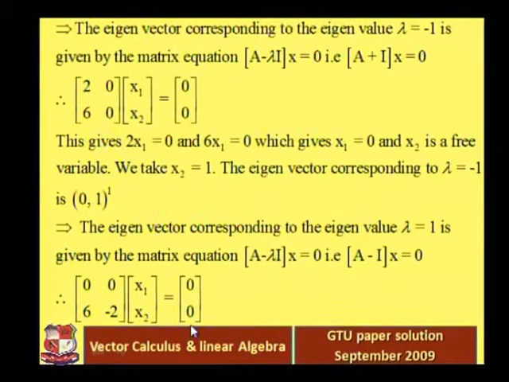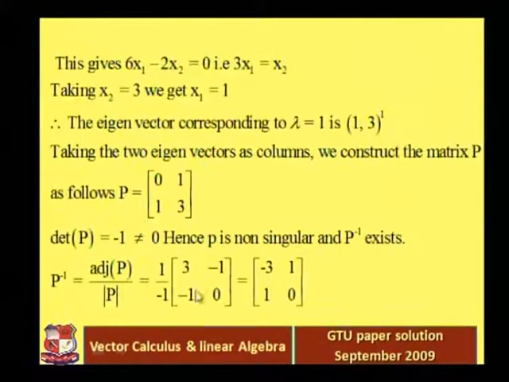that is equal to 0 0. From this equation we get only one equation: 6x1 minus 2x2 is equal to 0. So basically we get 3x1 equal to x2, okay.